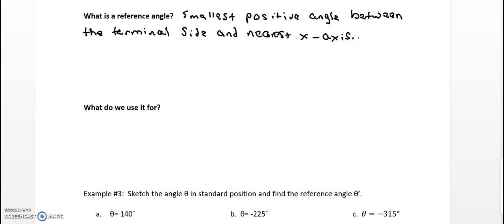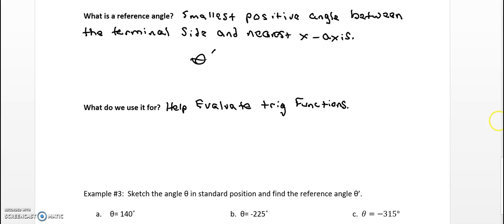All right, now what do we use it for? We use it to help us evaluate trig functions. And up here we often use theta with a little prime on it to indicate the reference angle.